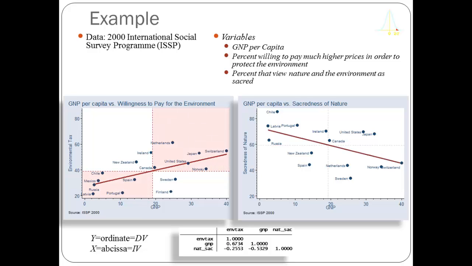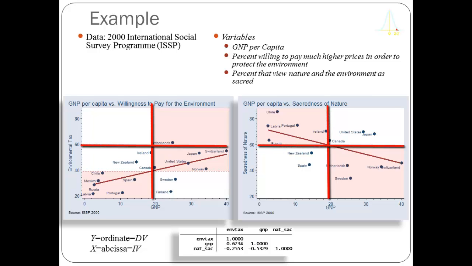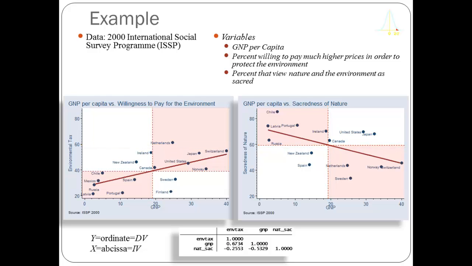Well, how does correlation work? You can see on the slide that I've drawn two lines on each graphic. The vertical lines represent the mean of gross national product. The horizontal lines represent the mean of the percentage of the people favoring environmental taxes and the percentage of a country believing in the sacredness of nature. So this divides our plots into 4 quadrants.